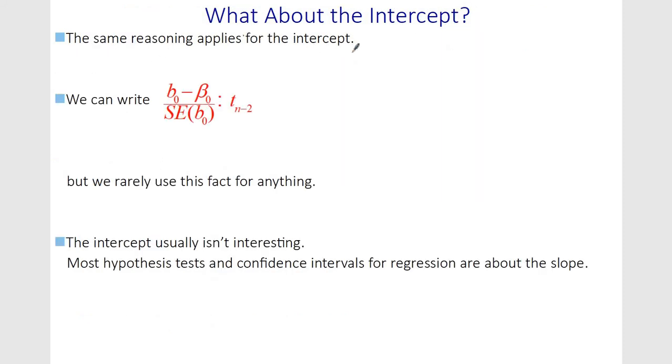Of course, the same reasoning applies for the intercept, so we can write it as this, but we rarely use this fact for anything. The intercept usually isn't interesting at all. As you've seen when we've talked about some data, most of the time the intercept is useless. You don't want to calculate zero height. Most hypothesis tests and confidence intervals are about the slope.